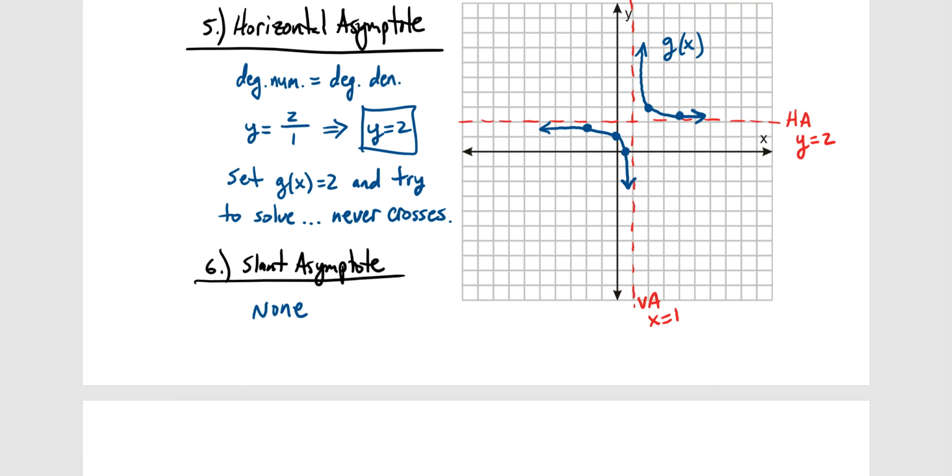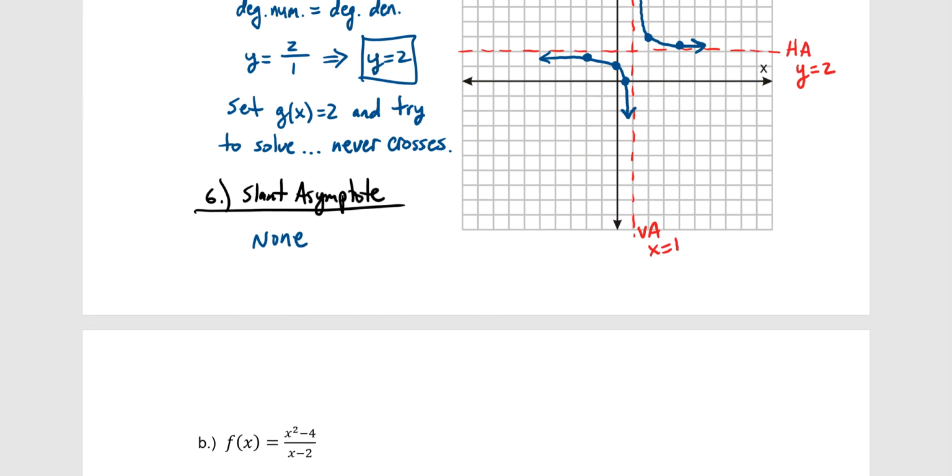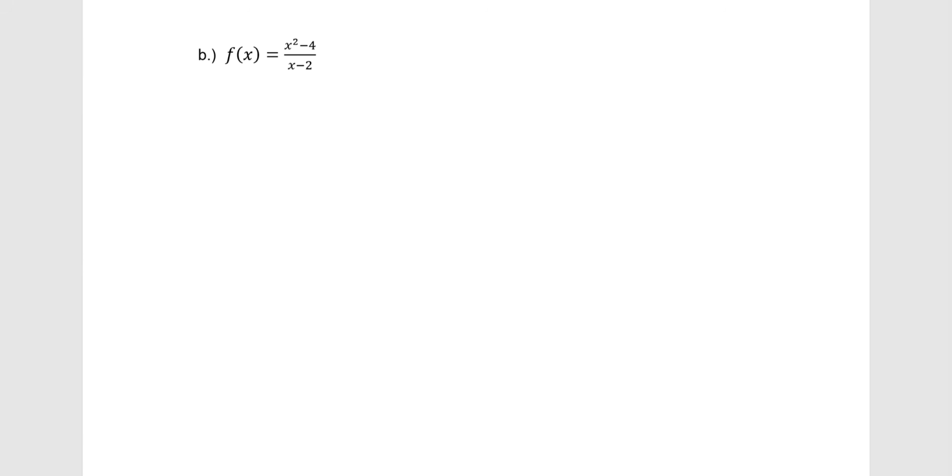Okay, so for the next one, we have f of x is x squared minus 4 over x minus 2. Let's simplify this right away. We can factor the numerator to x plus 2 times x minus 2, because it's difference of squares factoring. Then we recognize that the x minus 2's can cancel, and we're left with x plus 2 over 1. So that's just x plus 2.